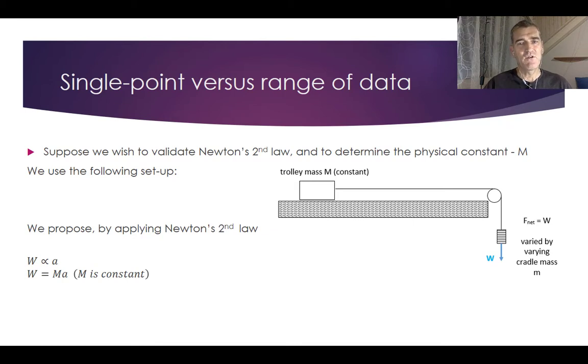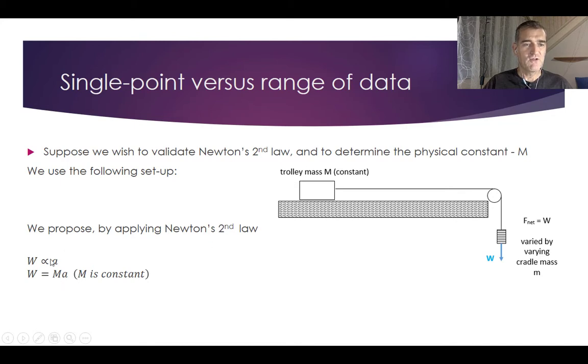The data we get from this experiment is pretty much correct, but we look at the benefits and the pitfalls of using single point versus a range of data. So to begin with, we look at single point data. Again, to reiterate, a student is proposing that W, the weight of the cradle down here, is proportional to the acceleration. So that if we double the weight, we should double the acceleration. And further, the weight actually is equal to the trolley mass times the acceleration.